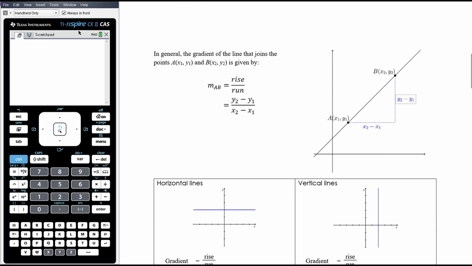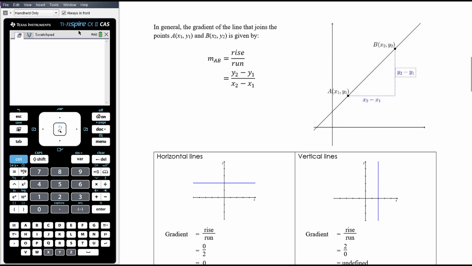Alright, so in general, the gradient of the line that joins the points A with coordinates x1, y1 and B with coordinates x2, y2 is given by rise over run, which is the change in the y values over the change in the x values. What's really important if you're going to use this formula is that it doesn't matter which y coordinate you start with, it would be exactly the same. You could actually also have y1 minus y2 over x1 minus x2. Wouldn't matter. People get bogged down in which point is x2 and which point is x1. Doesn't matter. You just arbitrarily label that point as point 2 and that point as point 1. The key thing is that the values have to be paired up.